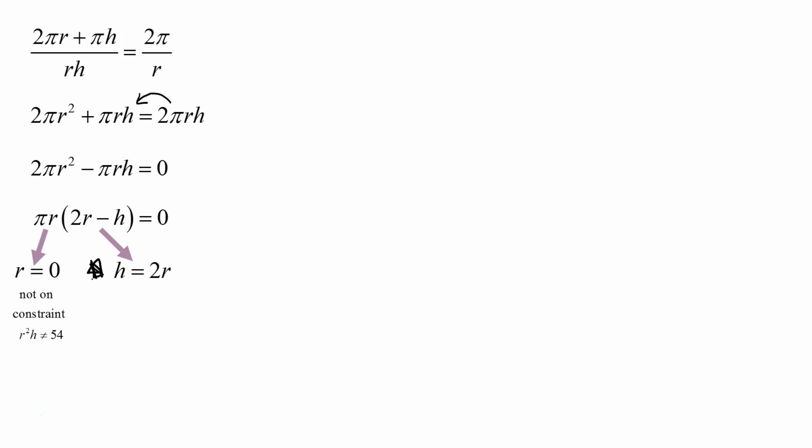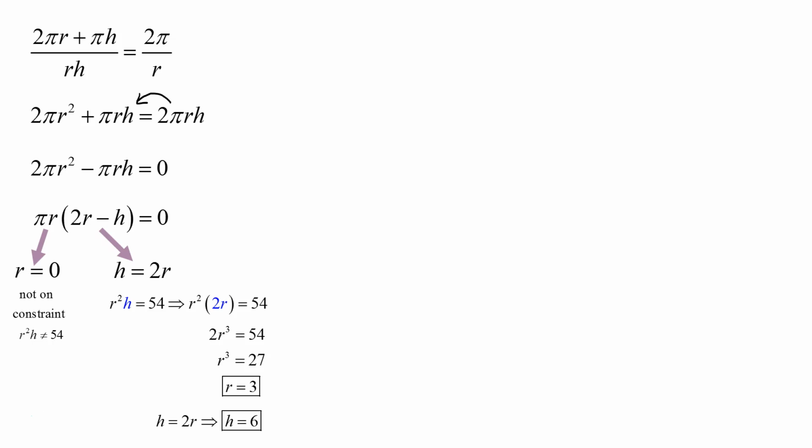Okay, and what we're going to do with that then is to go to the constraint. r squared h is equal to 54. Replace the h with the 2r, and we're looking at 2r cubed is equal to 54. If 2r cubed is equal to 54, then that means that r cubed must be 27, conveniently a perfect cube, and we'll have the fact that r is 3. Knowing that r is 3, we can backtrack and figure out what h is. h is supposed to be double r, so h is 6.